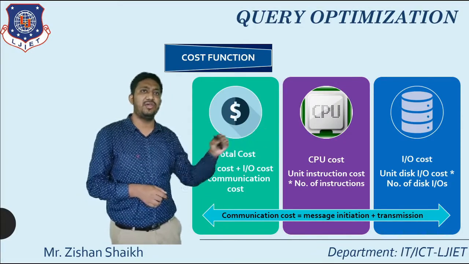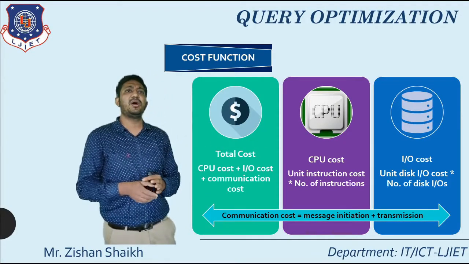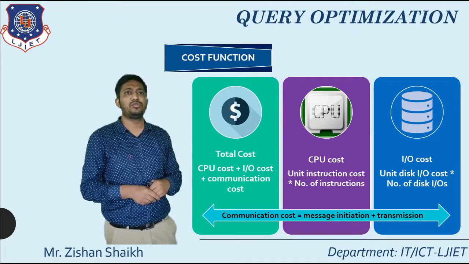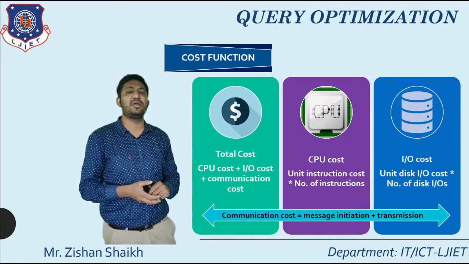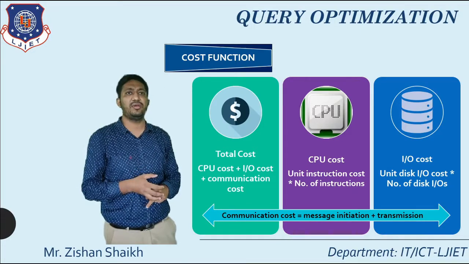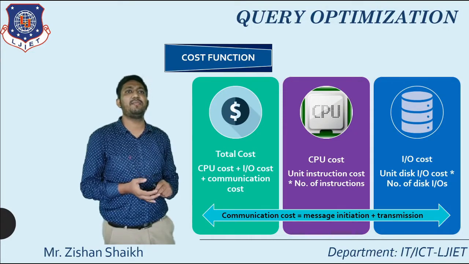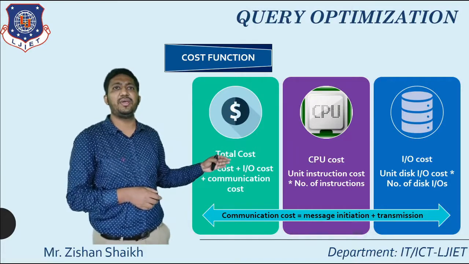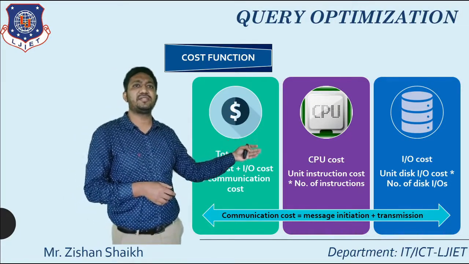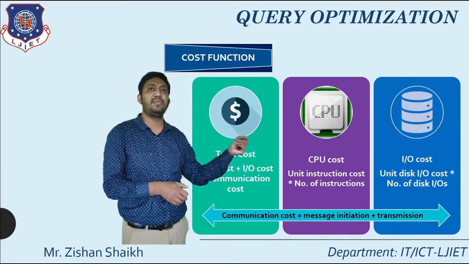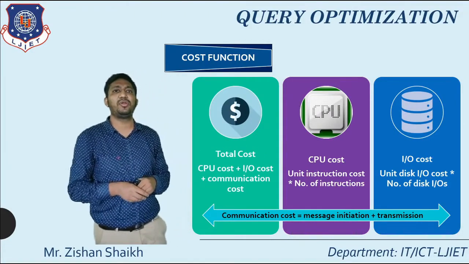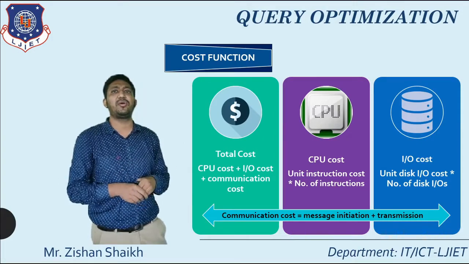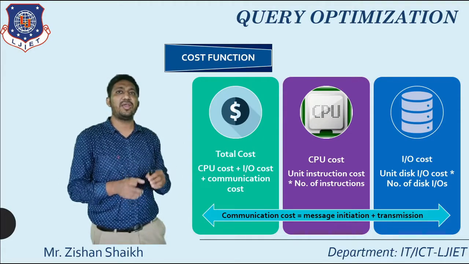And the last one is our IO cost. IO cost will be the unit disk IO cost multiplied by the number of disk IOs. So for performing IO operations, how many IO devices will execute in parallel will be part of our IO cost. Communication cost will be your message initiation plus transmission, and that will be your final communication cost. So this is the basic fundamental of how cost will be calculated for the query processor.